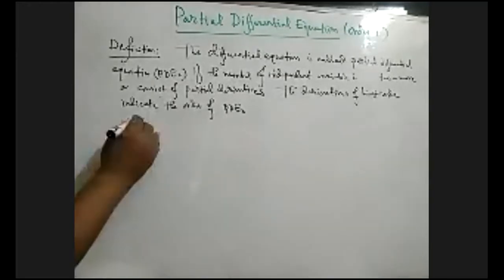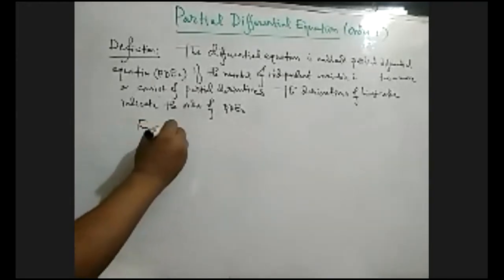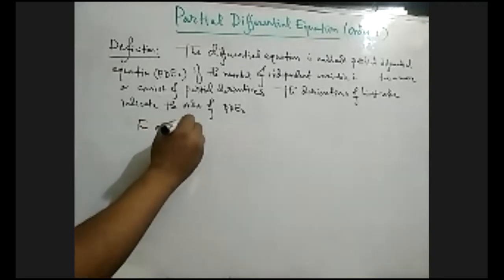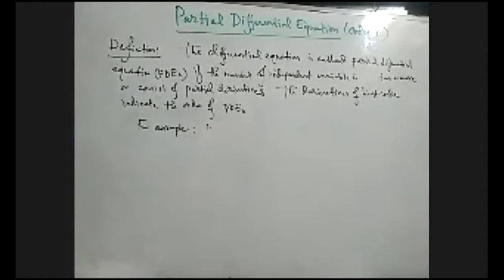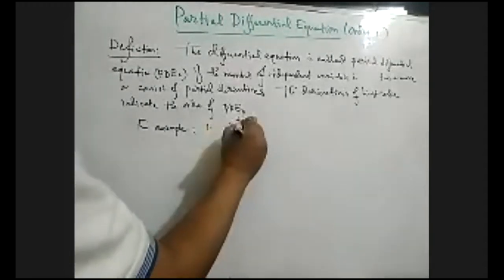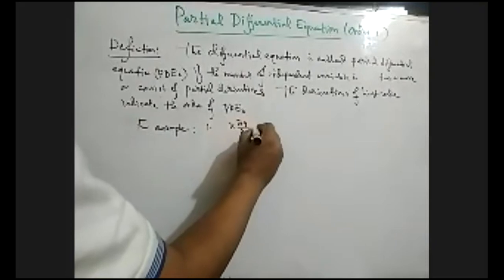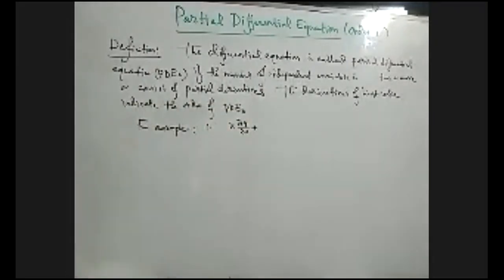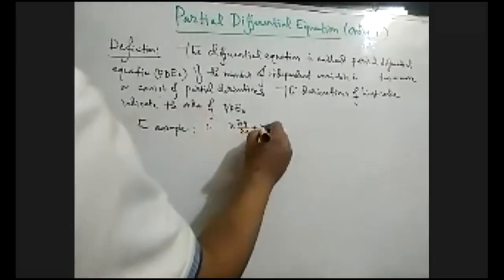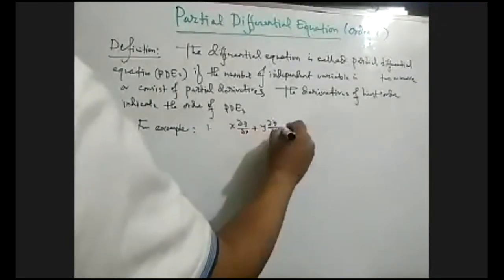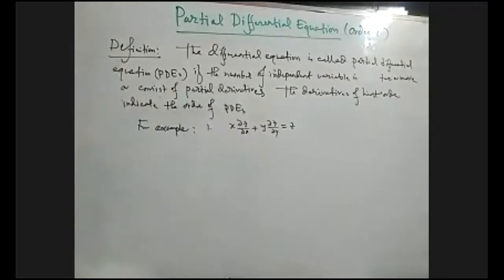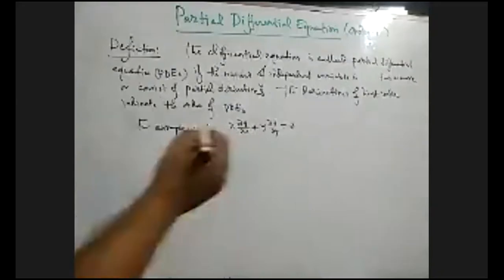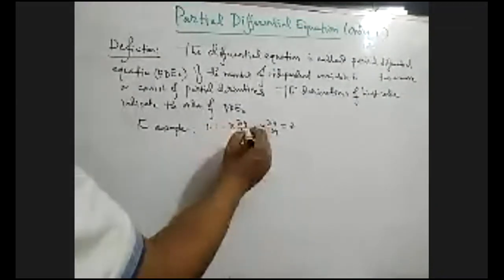For example, one: x del z del x plus y del z del y equals z. Actually, there are two independent variables.